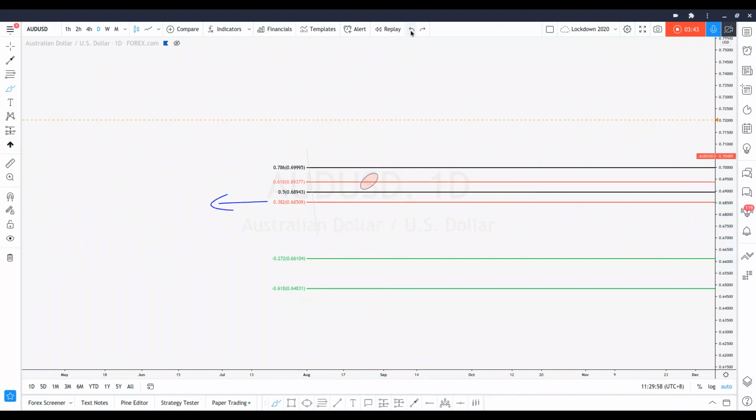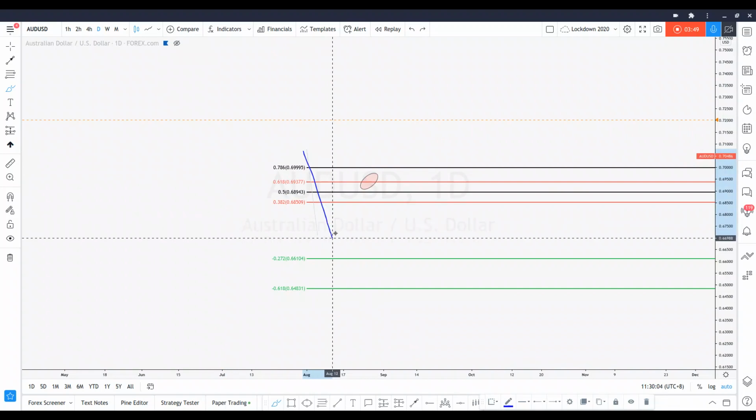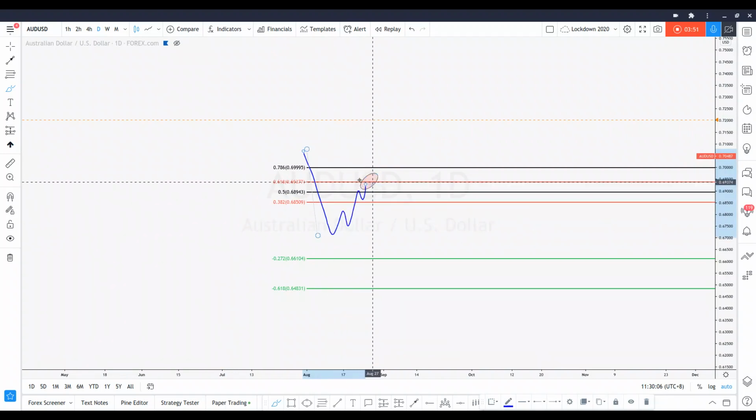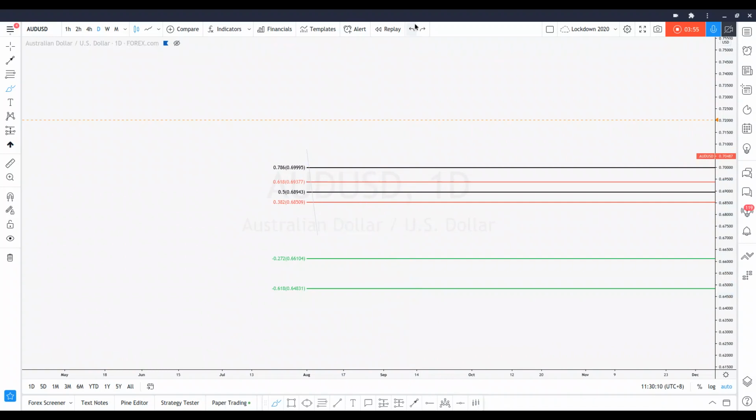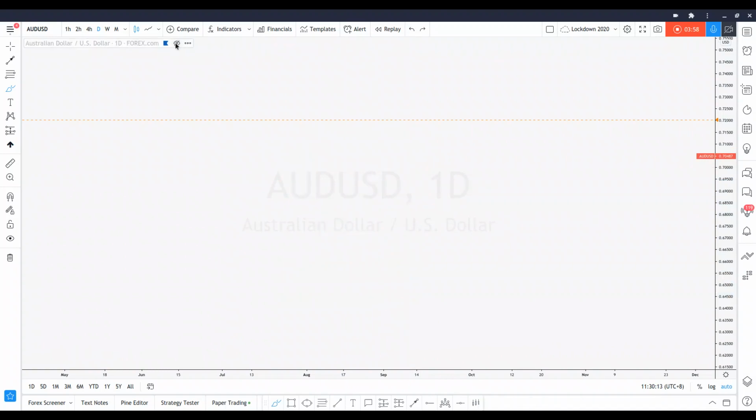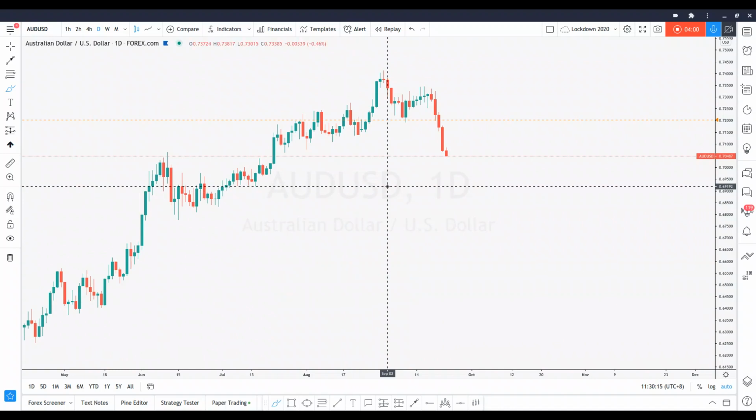If the market has good structure on the 61.8, then we will definitely wait for the market to come up to the 61.8 and then continue to the downside. I'll show you guys a live example so that you can understand much more clearly.